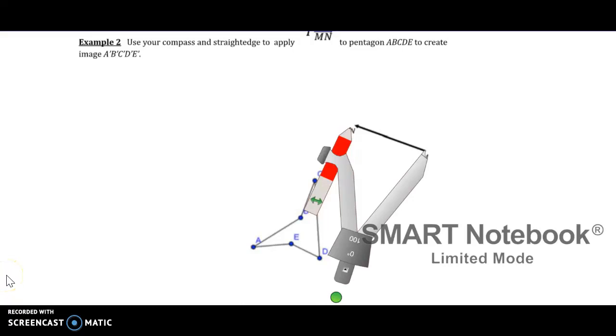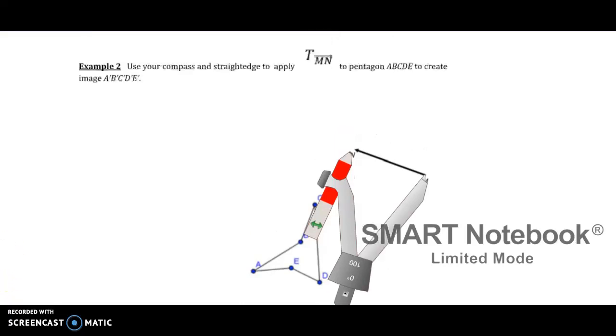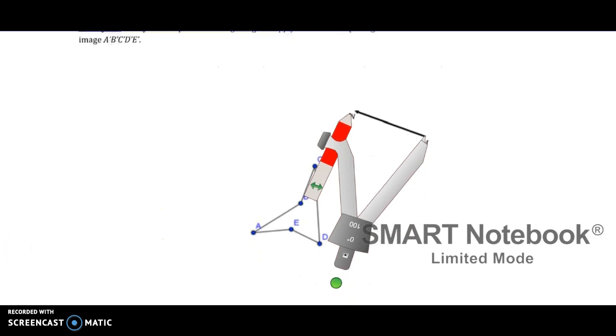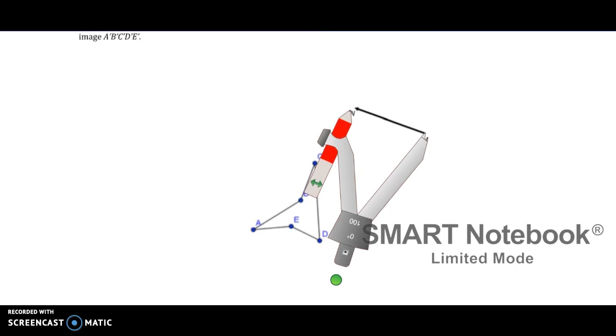Unit 3, Lesson 6, Example number 2, we are going to apply the translation of vector using vector MN to pentagon ABCDE to create its image A prime, B prime, C prime, D prime, E prime. So our first step again for all of these, what we're going to do to each point is to measure the length of the vector.